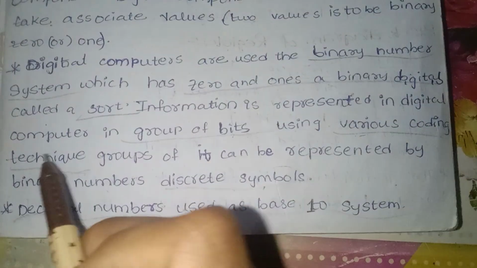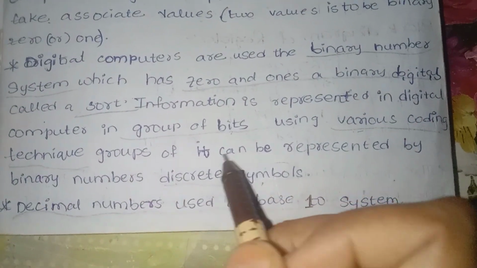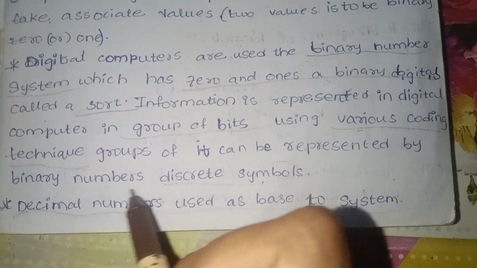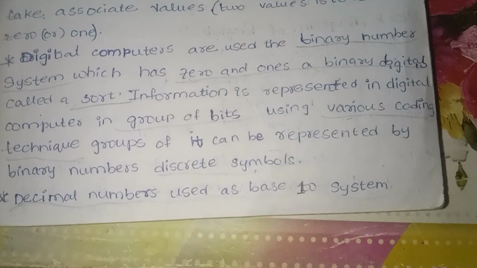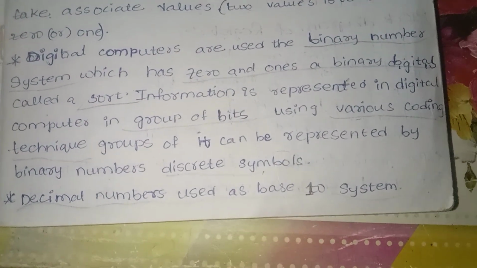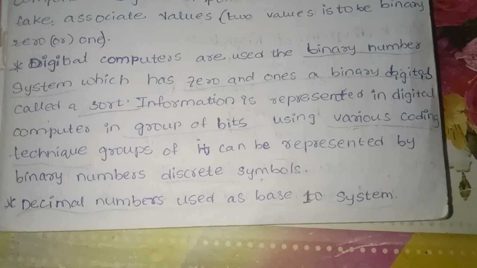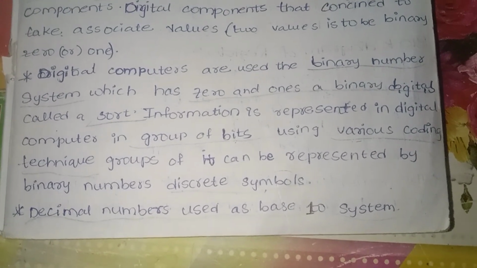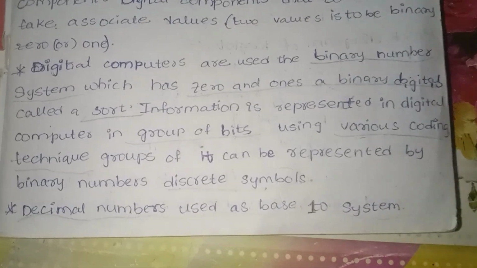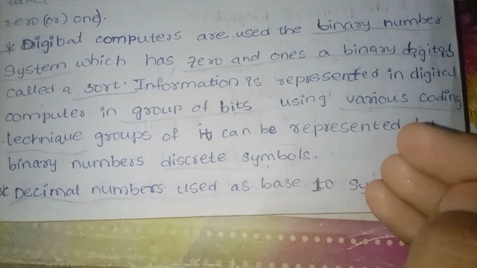Using various coding techniques, groups of bits can be represented by binary numbers and discrete symbols. We will use some Boolean symbols and gates like AND, OR, NOT, exclusive OR, exclusive NOR. We will use different types of input-giving systems.